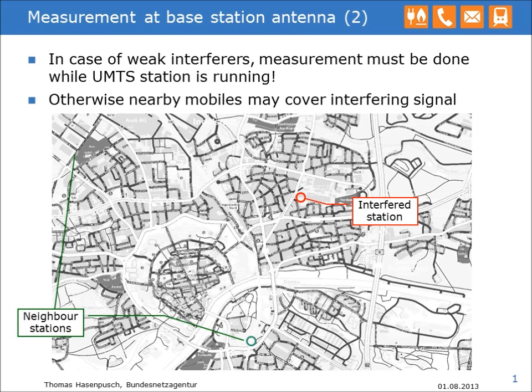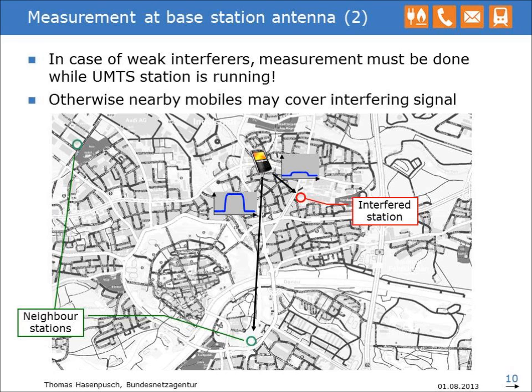If we look at the map, we have the interfered station here, and we have neighboring stations there and there. So if we have a mobile that is close to our interfered station and using UMTS, normally it is served by our interfered station, and that station tells the mobile to reduce power because it's very close. But if we shut down the interfered station to do the measurement, then the mobile seeks the neighbor cells. And then it is served by another cell, but that is far away.